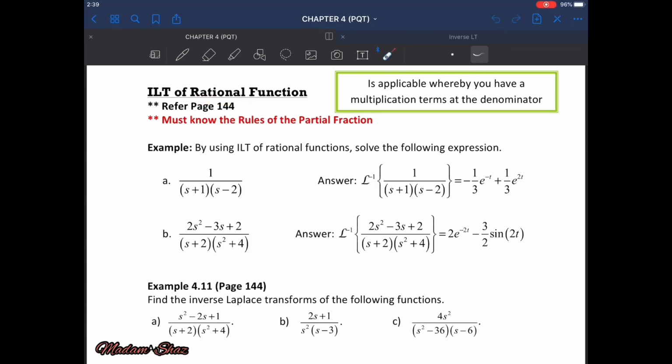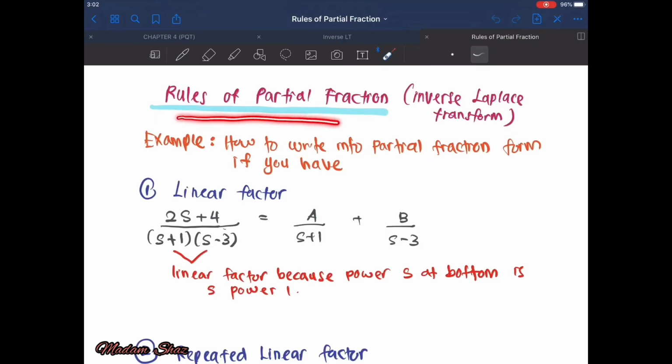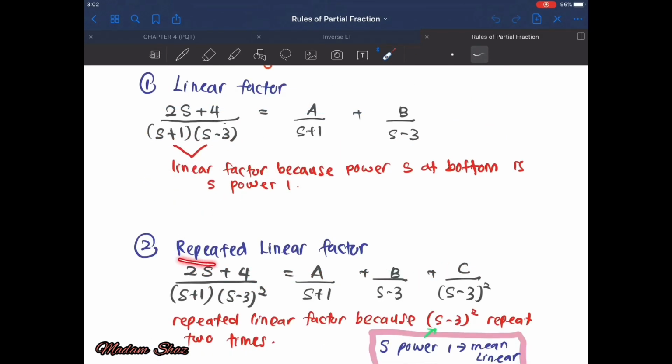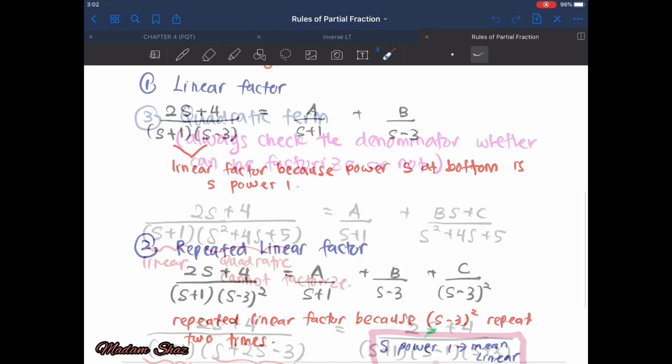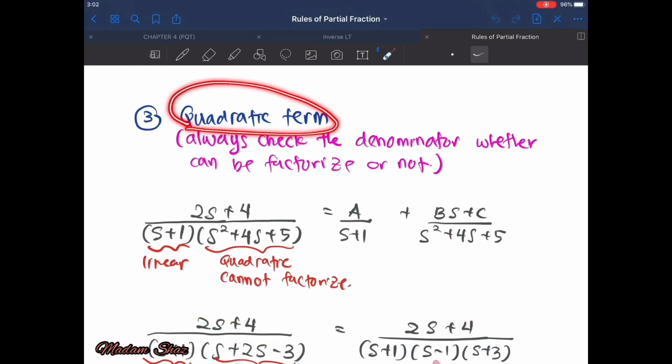In order to solve inverse Laplace transform by using rational function, you must know the rules of the partial fraction. So this is the note for the rules of the partial fraction. This example will guide you on how to write in terms of the partial fraction if we have a linear factor, a repeated linear factor, and quadratic terms.